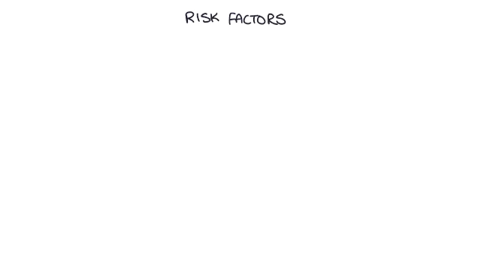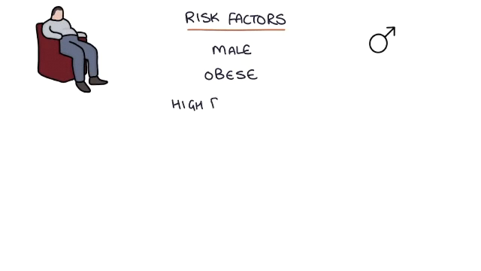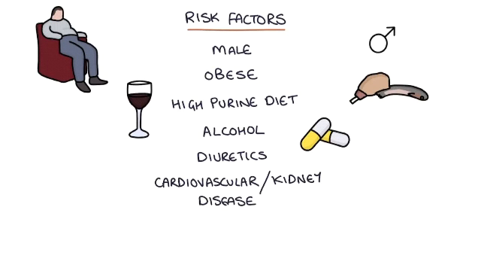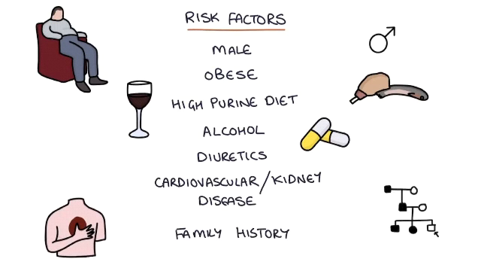So what are the risk factors for developing gout? It's very important to identify the risk factors because gout very rarely occurs in people without risk factors. However, people who have many risk factors are much more likely to get the condition. So the risk factors are being male, obese, having a high purine diet. So this is a diet high in meat and seafood and other things containing purines. Alcohol is a risk factor. Using diuretics like thiazide diuretics, having existing cardiovascular or kidney disease, and having a family history of gout.